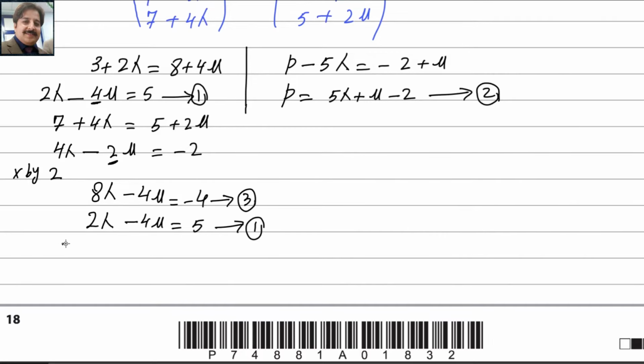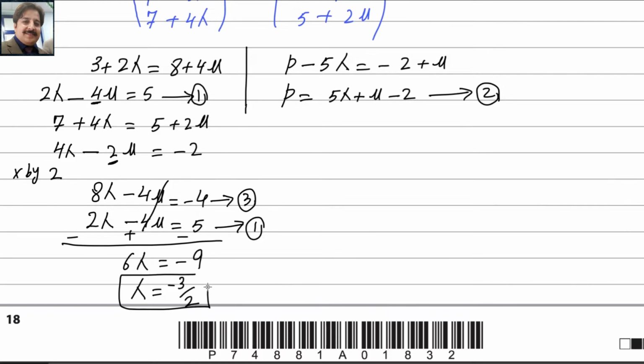Change the signs, we will subtract these two equations, and mu cancels out. 8 minus 2 is 6 lambda, and this equals negative 9. Lambda equals, divide by 3 on both sides, so it will be negative 3 by 2. So the answer for lambda is negative 3 by 2.